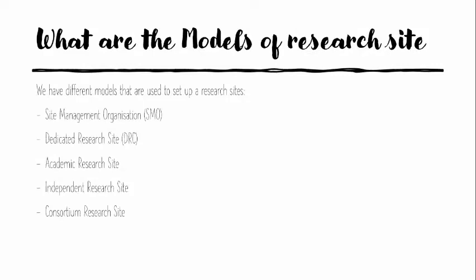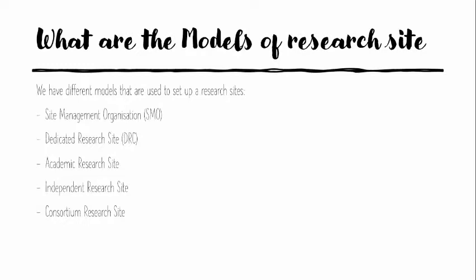I also talked about the models or the types of research centers that are there. There are different models depending on where or how you want to enter. So you could enter from a site management organization. A site management organization is a model that is used internationally. What this means is that this organization manages multiple sites. Whereas you've got a dedicated research center, it can be a research center in a hospital that is only focusing on doing clinical research or clinical trials.